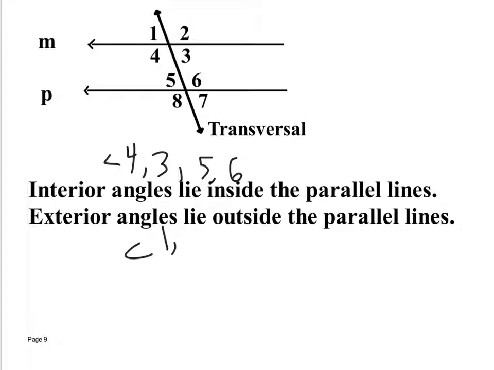Cheyenne? 2. Ben? 7. And 8. Right? So angles 1, 2, 7, 8 are what we call exterior angles. They're on the outside. Right? So we look at the outside. Right? And this is going to be important for the next slide.